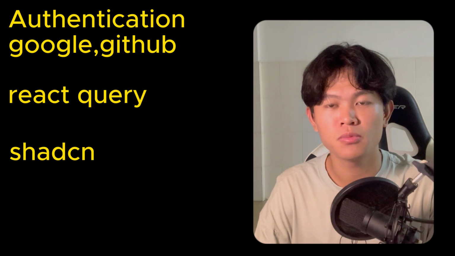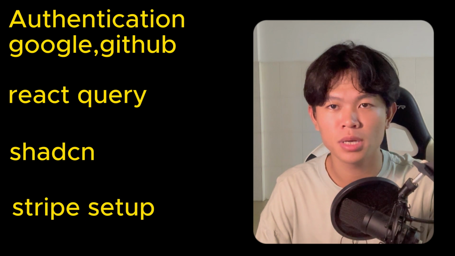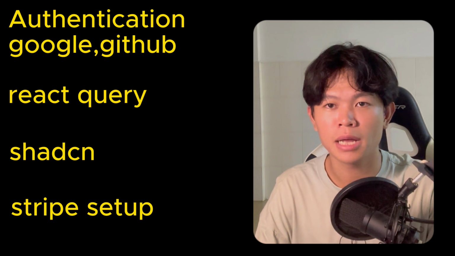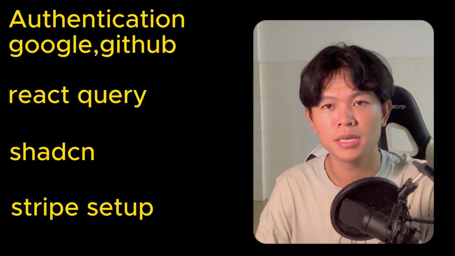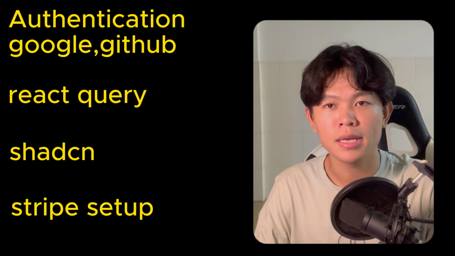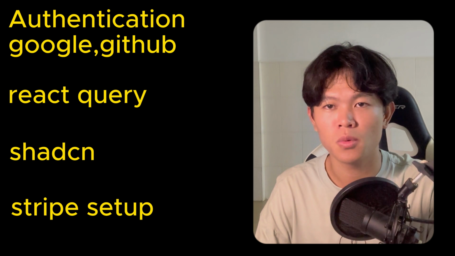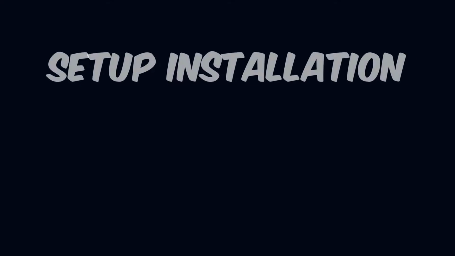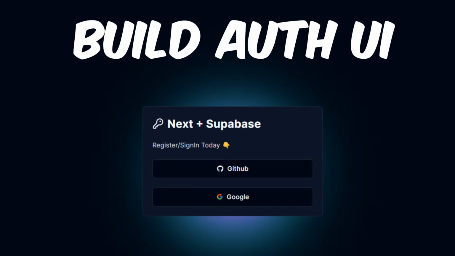And last but not least, we're going to connect with Stripe so that the user can do a subscription and they can cancel that subscription as well. Then we're going to create a webhook that will call Supabase to update the user information regarding their subscription. All right, I'm so excited to show you how to build this one. So let's get started. In this part, we're going to set up the installation and also build the Auth UI as well.